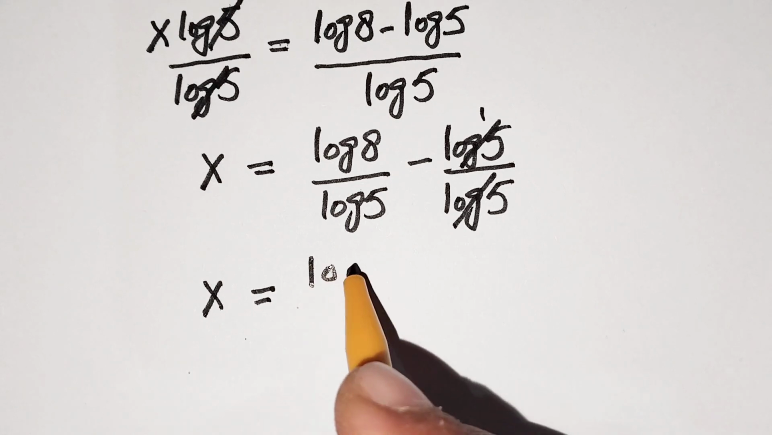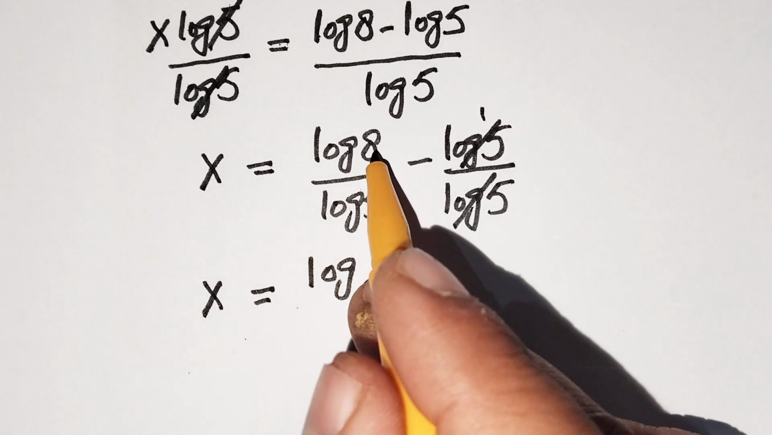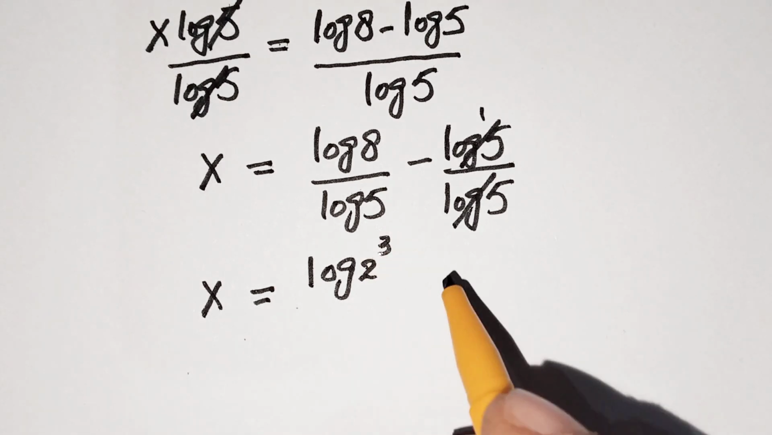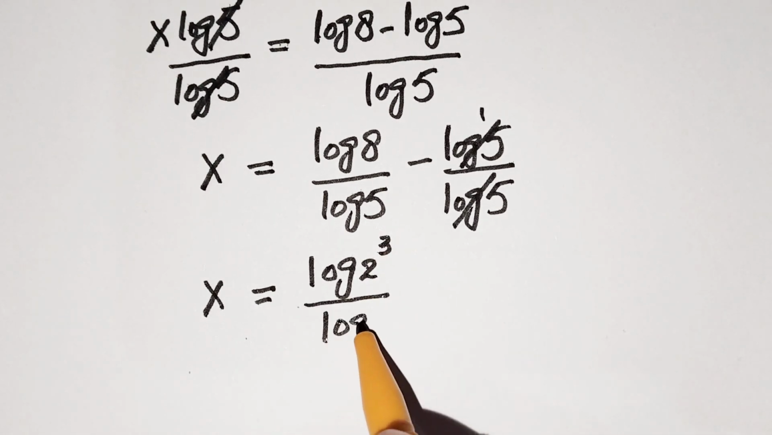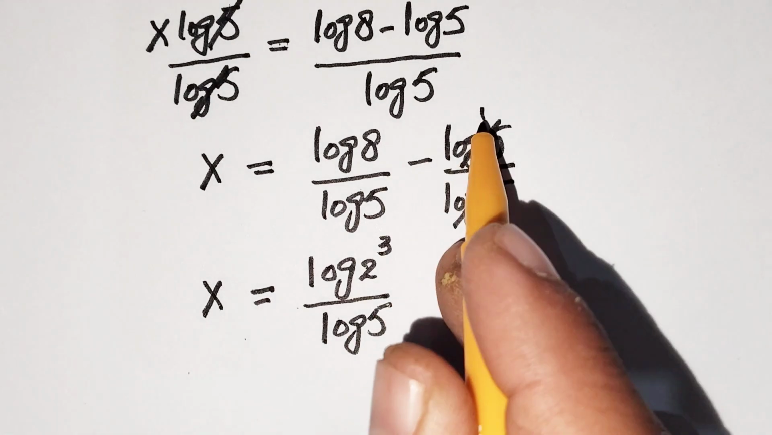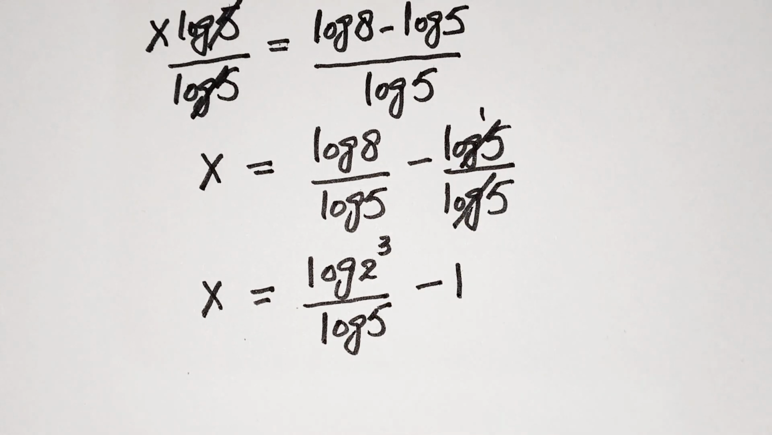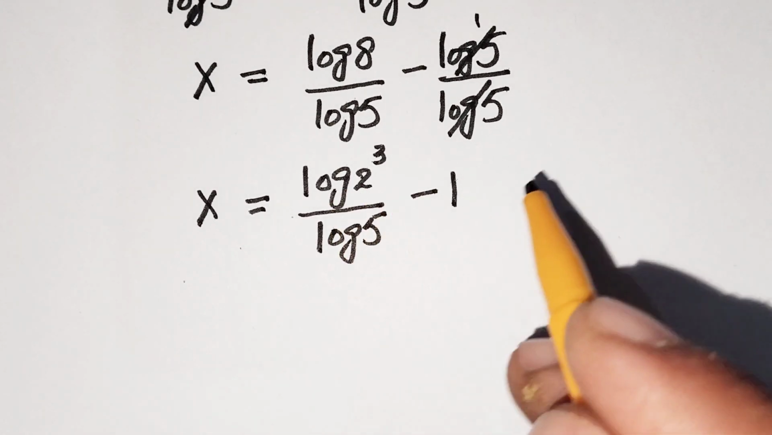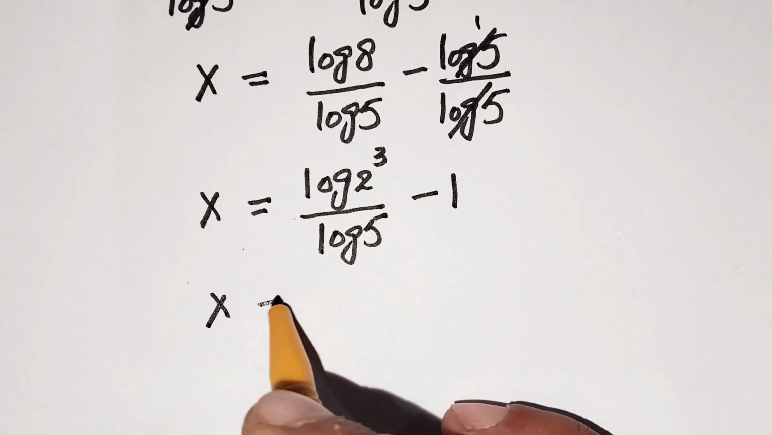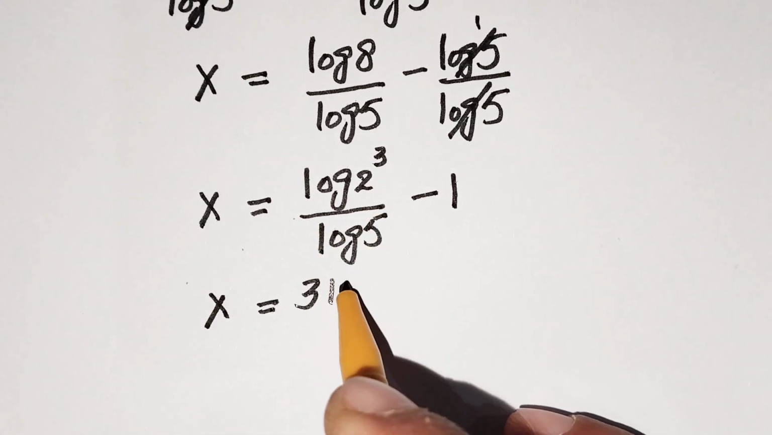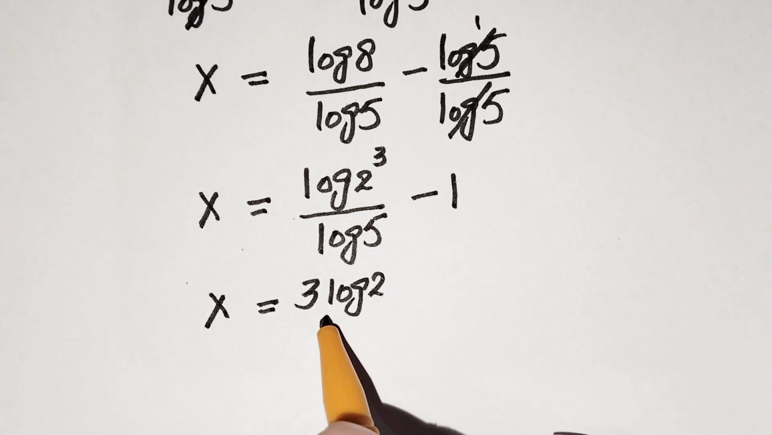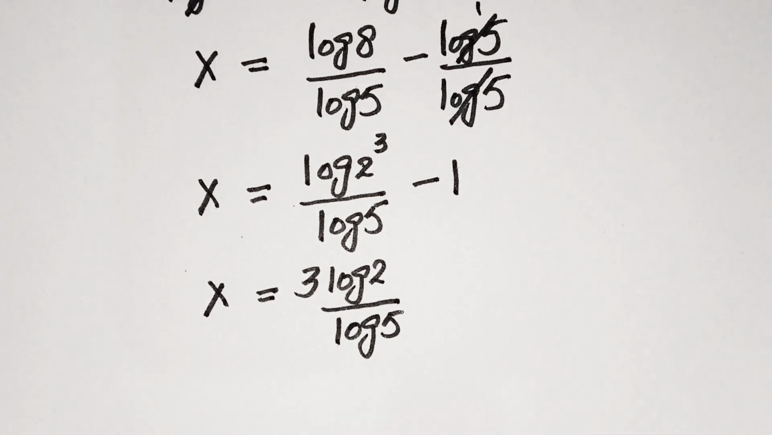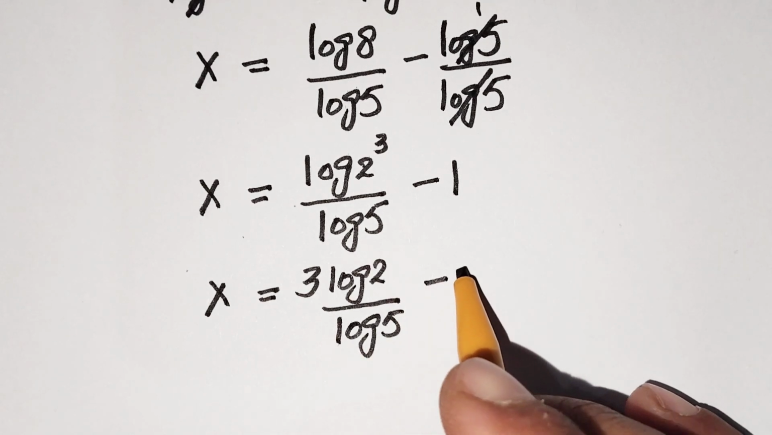Log 8 can also be written as log of 2 raised to the power 3, the cube, divided by log 5. Here it is minus 1. Now we are just using this law, so x is equal to 3 log 2 over log 5, minus 1.